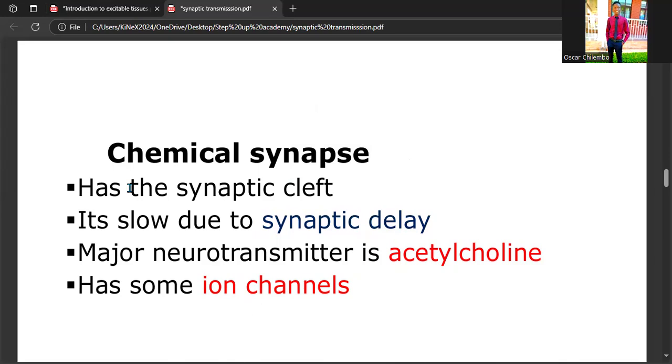Then we go to the chemical synapse. The characteristic of the chemical synapse is that it has the synaptic cleft. The synaptic cleft is just the gap, the junction in between the presynaptic neuron and the postsynaptic neuron. So there is a space in between, which causes a delay in these neurons. That's what differentiates it from the electrical one. It's usually slow due to the synaptic delay. It's not directly connected as in the electrical synapse.